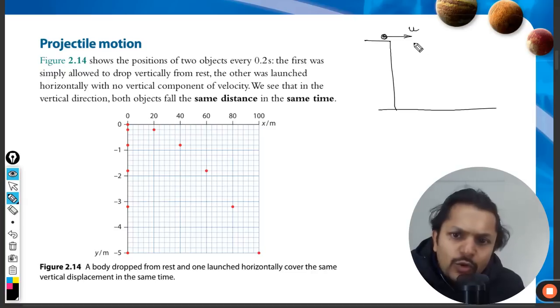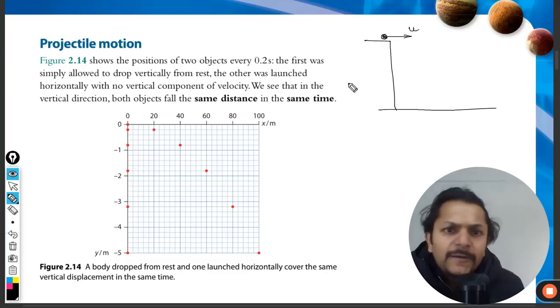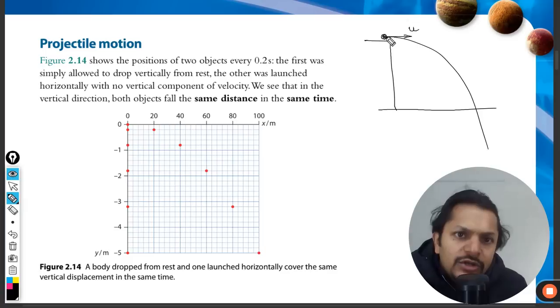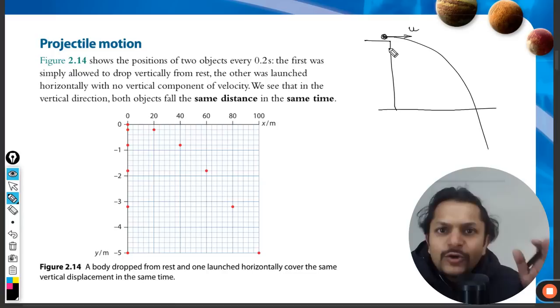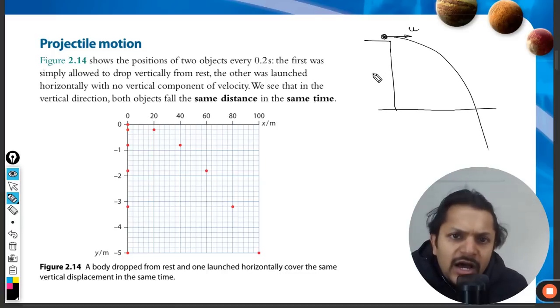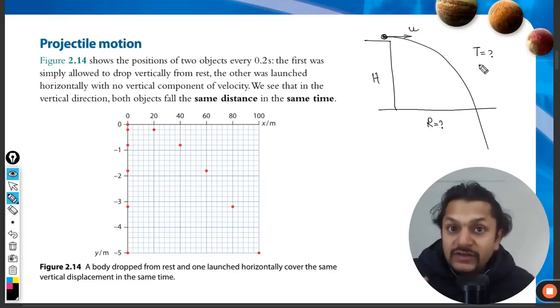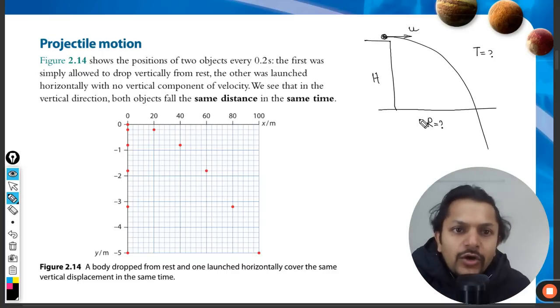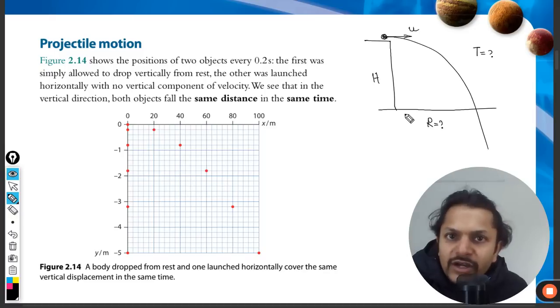So when it starts going in this way, obviously we know that it would be going somewhat like this. Kind of this, you can assume. So this will be the horizontal velocity, and the initial velocity on the vertical plane is zero. The height of the building is given, and we do not know the range. We want to find the range, and we want to find the time of flight. These are the two things that we want to find now.